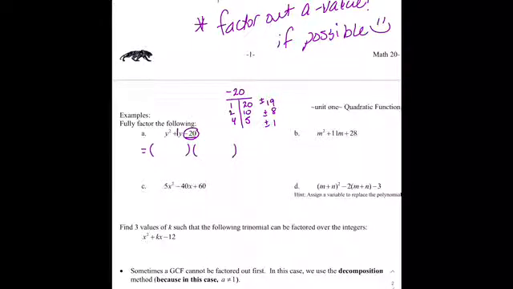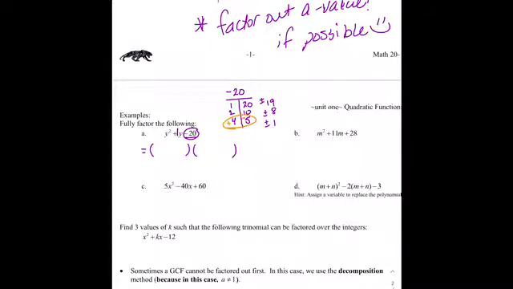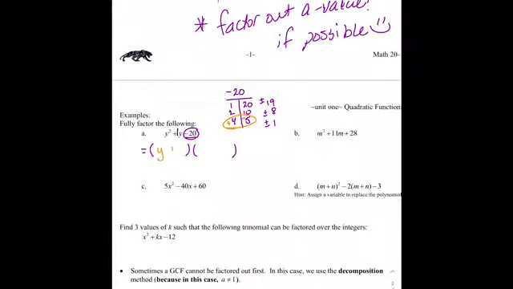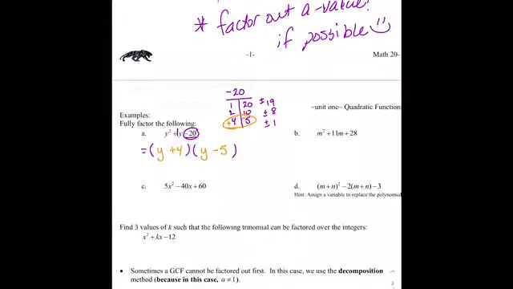So these are the right answers right here. This is the right choice, 4 and 5. In order to get that, I would need a positive 4 and a negative 5. So I've got a y plus 4 and y minus 5. So those are our factors there.